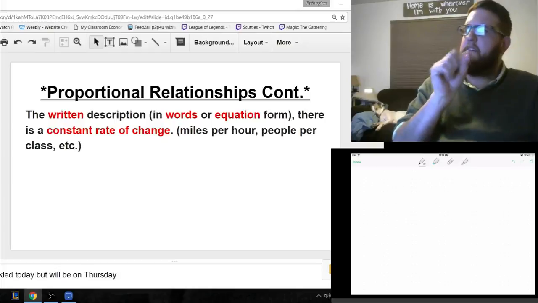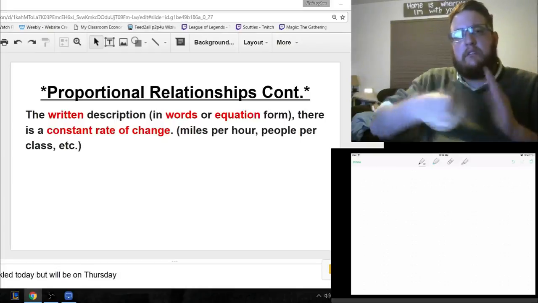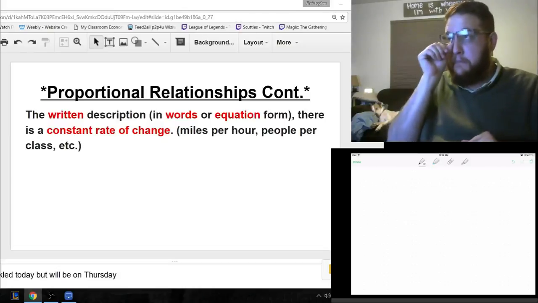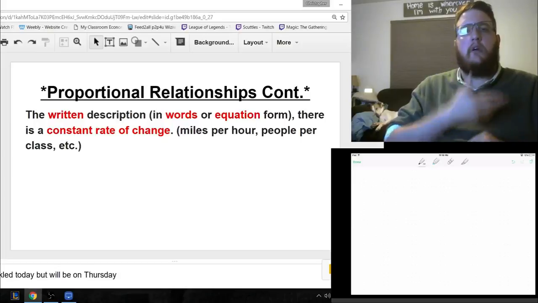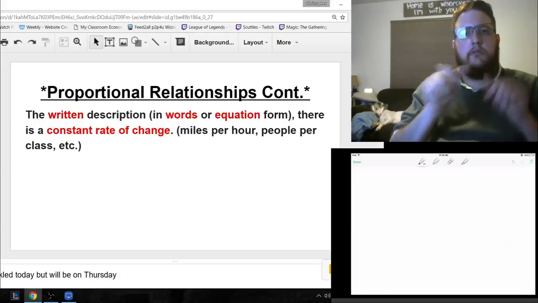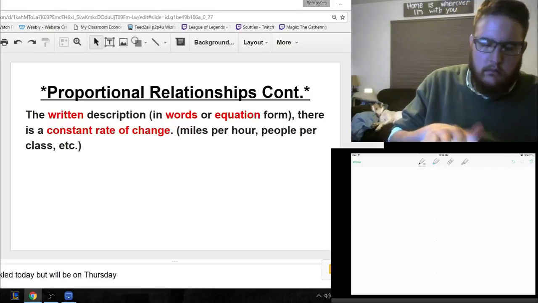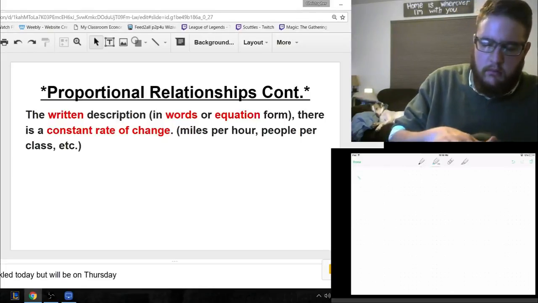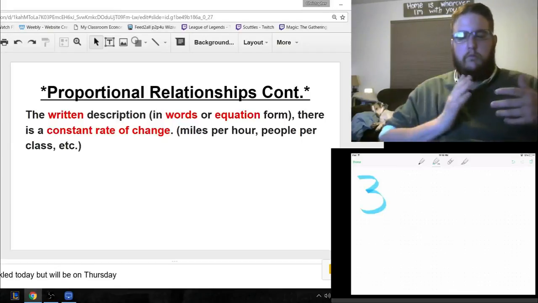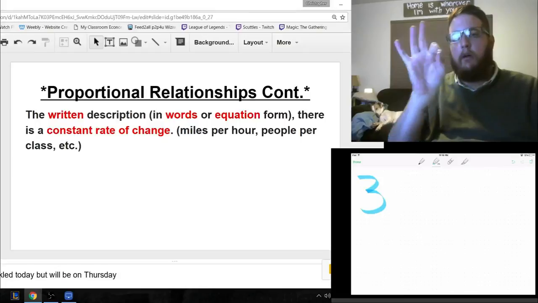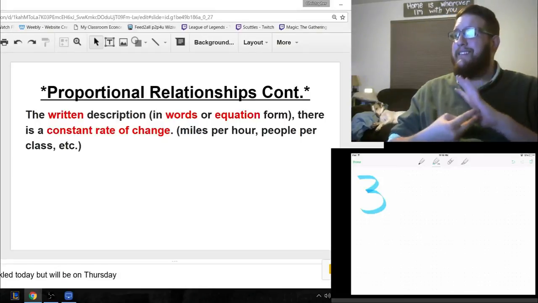So this slide was put in here because it is another definition for determining proportional relationships, but it's not one that we're going to go into great detail with for this lesson. But it says the written description in words or in equation form, there is a constant rate of change. If you remember back to the previous slide we just did, we determined that our constant rate of change was 3. So we've already found our constant rate of change. We just did that in our example.